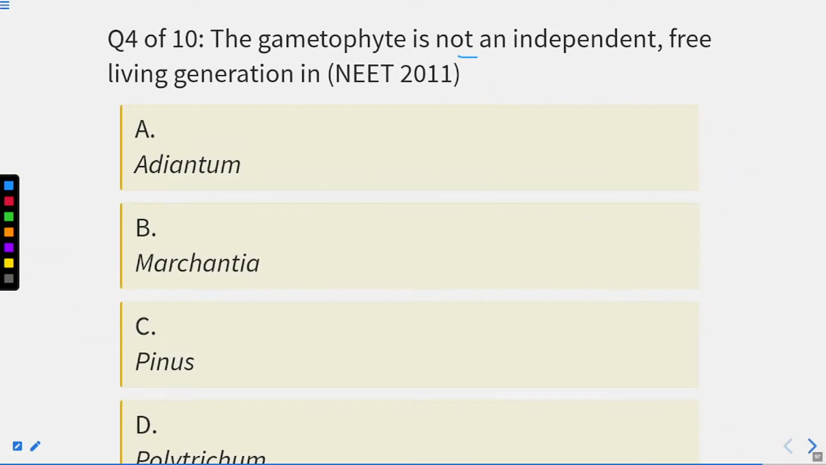The gametophyte is not an independent free living generation in which of the plants? Adiantum, Marchantia, Pinus and Polytrichum. The gametophyte is not an independent free living generation. So which is the correct one? Pinus. Adiantum, Marchantia and Polytrichum are different types of plants, right? So these have the gametophyte as independent, but Pinus is not independent free living. This is the sporophytic.